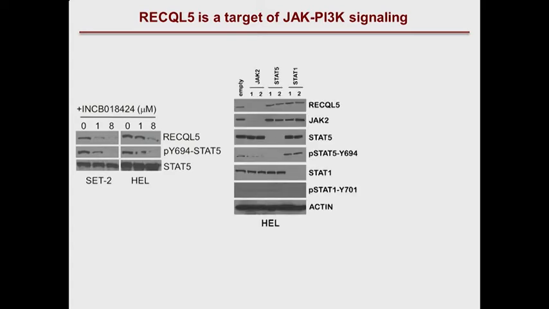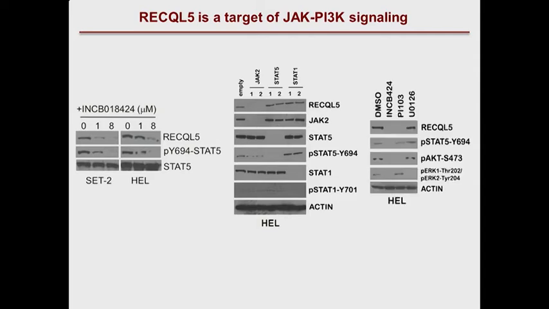When we knocked down RECQL5 using shRNAs, again we saw decreased expression of RECQL5, but when we knocked down STAT1 or STAT5, we did not see any change in RECQL5 expression. Then we also looked at some other pathways. This is drug treatment again, with a PI3 kinase inhibitor and also with a MEK inhibitor. We found that the PI3 kinase inhibitor resulted in decreased expression of RECQL5, but not the MEK inhibitor. We did these studies with shRNAs, both in the mouse cell lines and in the human cell lines. Basically, in aggregate, the data show that RECQL5 appears to be downstream of activated Jak2 PI3 kinase signaling.